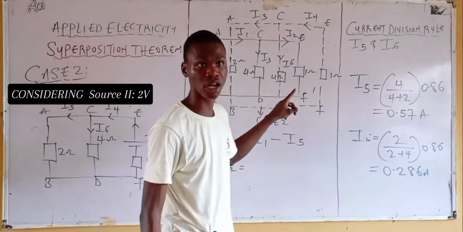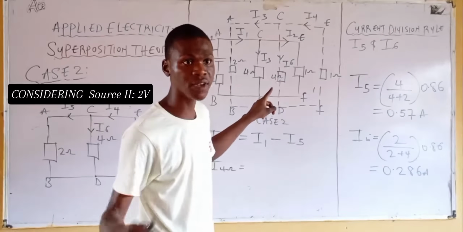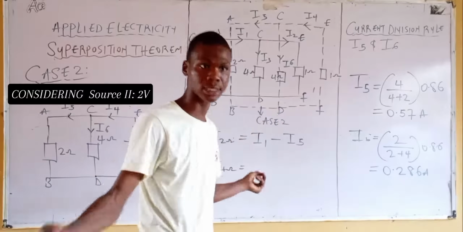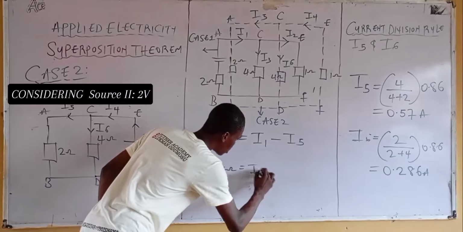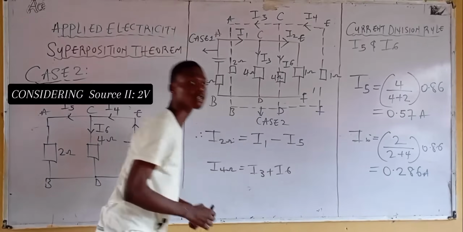I6. Are they going in the same direction? Yes. And what do you state? If they are going in the same direction, what will happen? Add. Meaning that the current in the 4 ohm resistor becomes what? I3 plus I6. Any question on that?